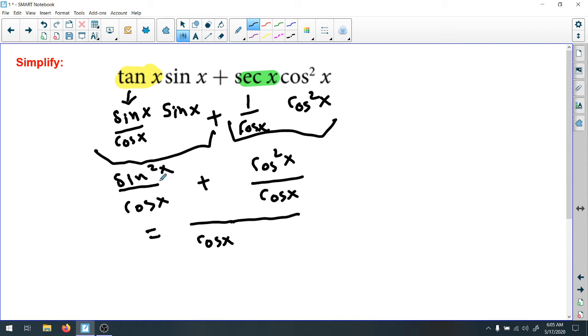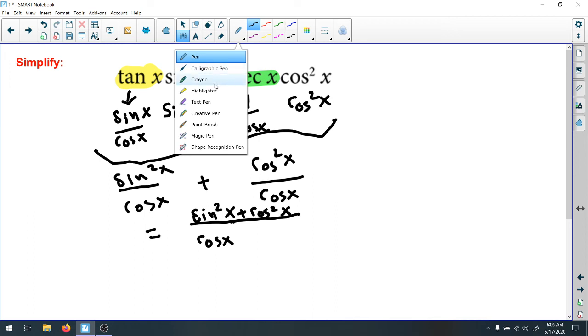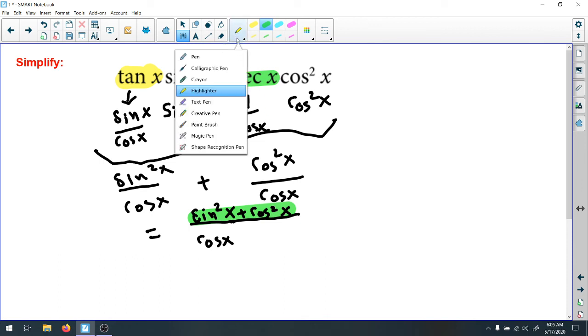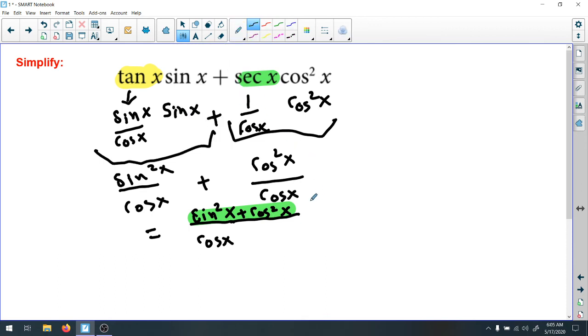And the numerator will be sine square x plus cosine square x. You see? We obtain the identity sine square x plus cosine square x. I told you before to keep it. Always remember this identity. And I hear you now. Oh, okay. Sine square plus cosine square equals what? 1.